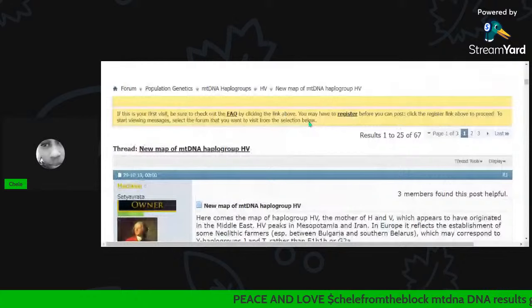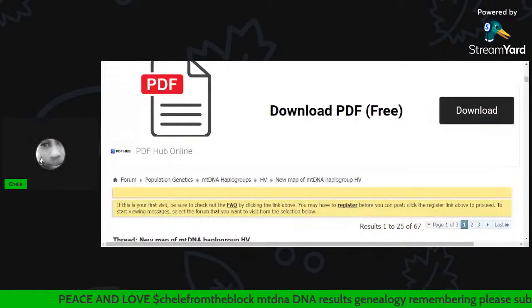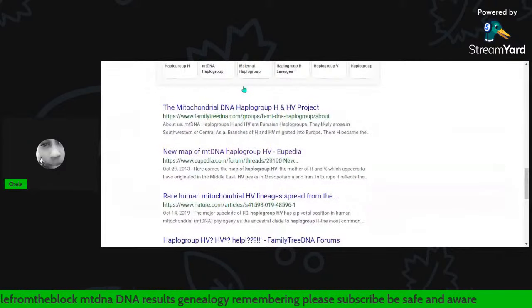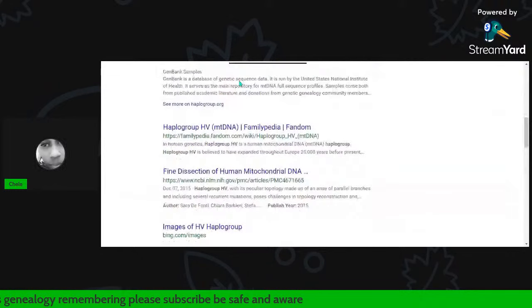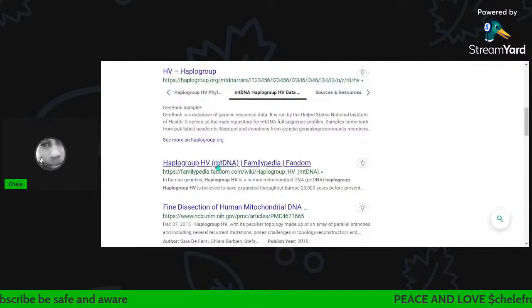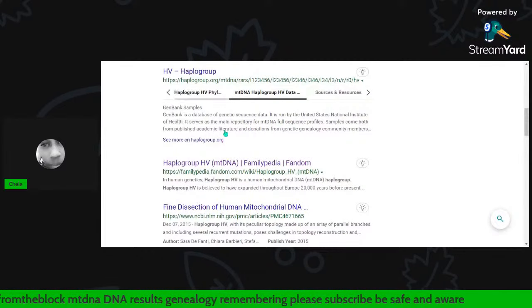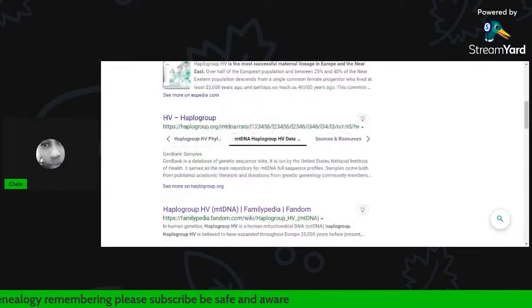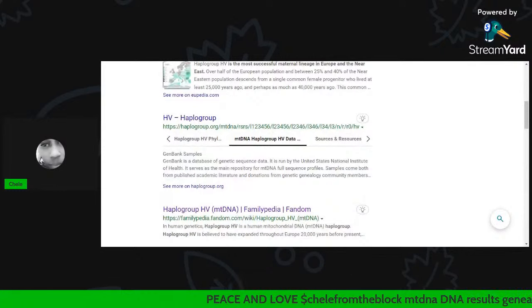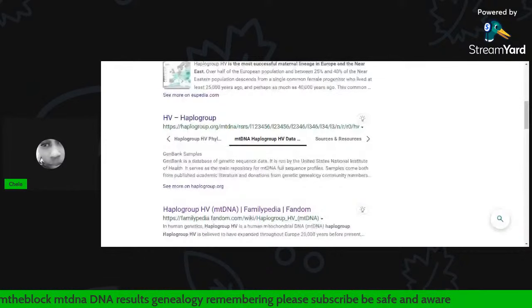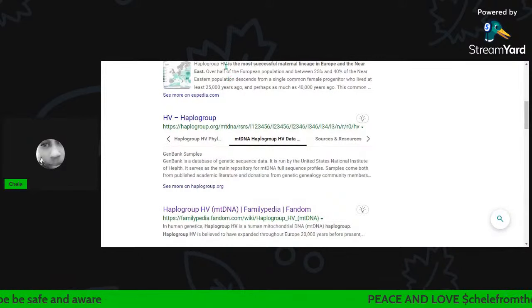I want to go back to this search page. I hate to go to Wikipedia. Okay, let's go to Familypedia. Let's see what information they have there. Peace and love to the block. Did it take me there? Oh no, it went here. Okay, this might be a little bit more. Let me bring this page over here. Cut, paste. Okay, let's see.